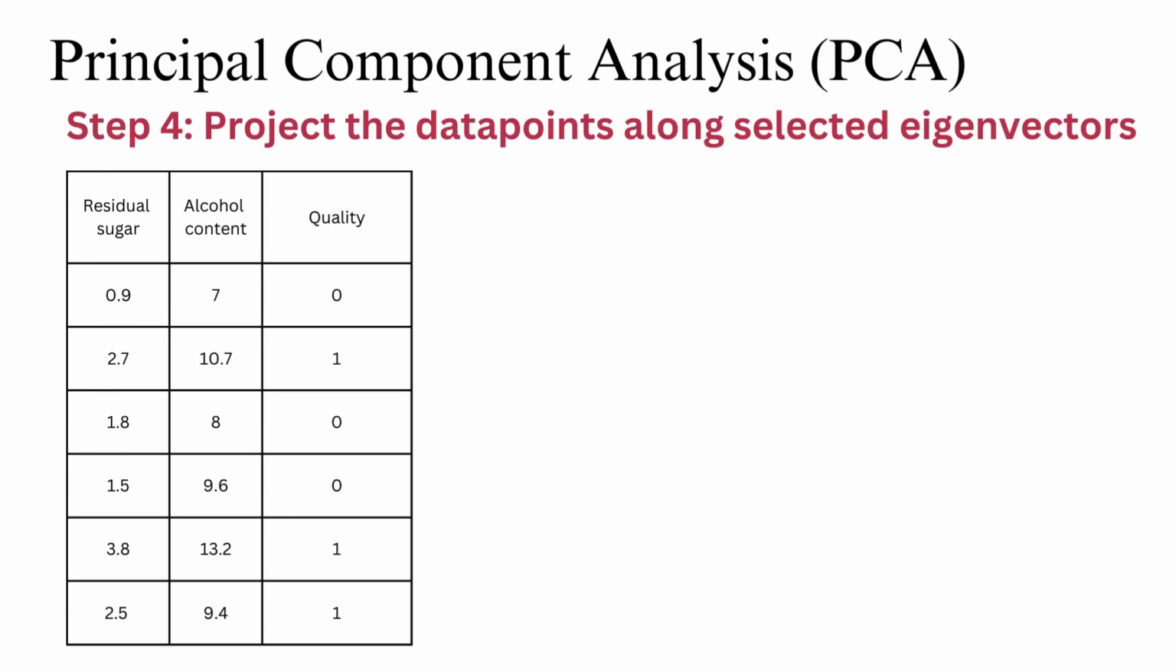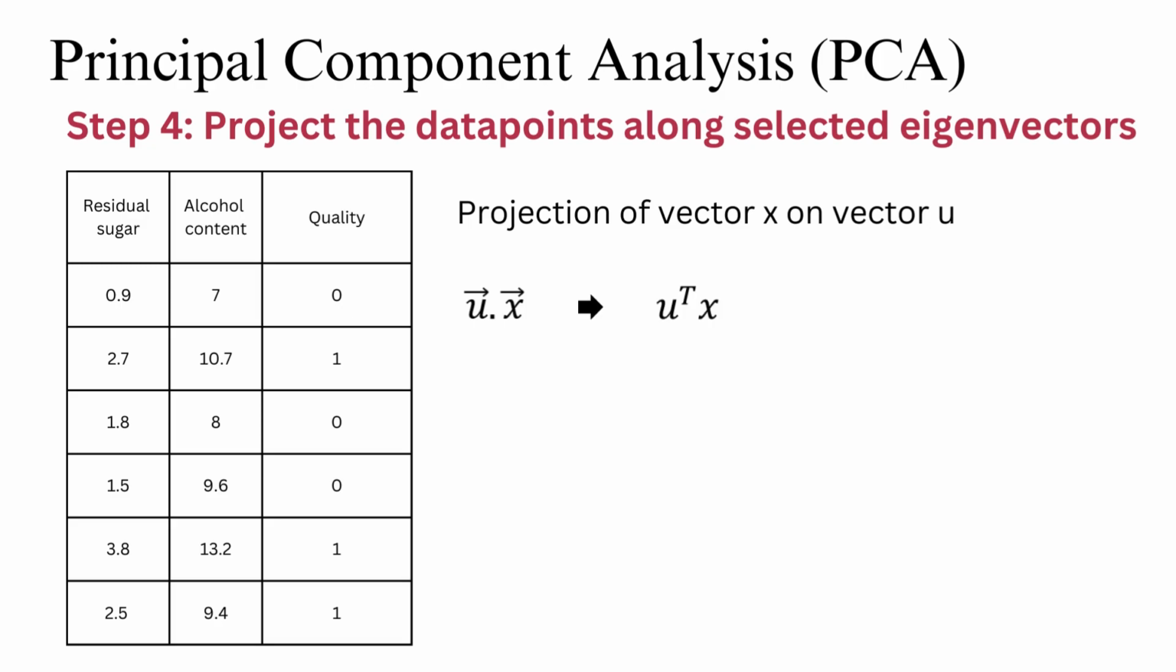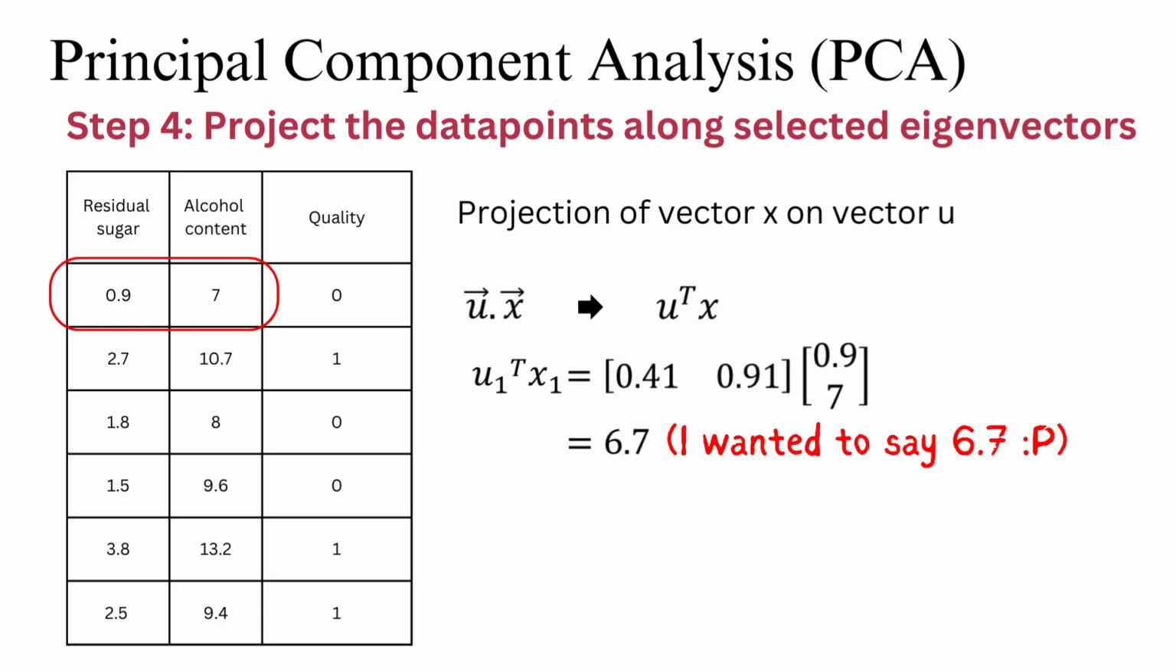Step 4. Project the data on the selected eigenvector. Now in order to project your data, we need to simply do a dot product of each data point vector with the principal component that we have selected. This is simply a matrix multiplication when handling vectors. For example, for the first data point, where x1 is equal to (0.9, 0.7), we can find the projection by matrix multiplication of u1 transpose x1, which gives us the value of 1. This is the value of our first data point when projected on the selected principal component vector.